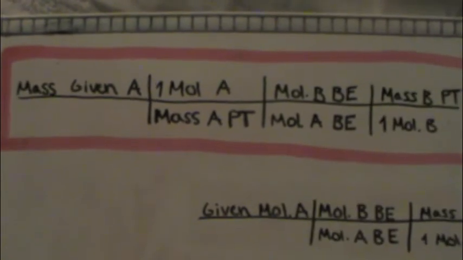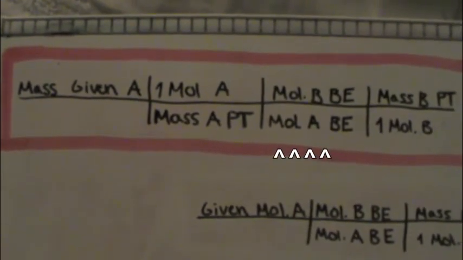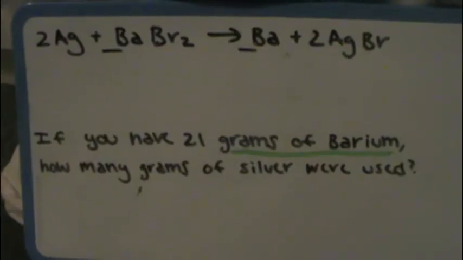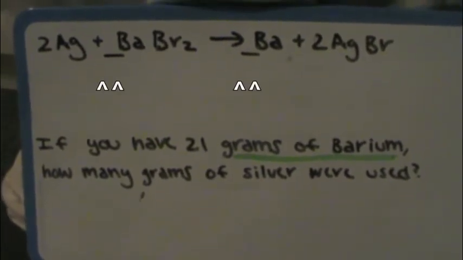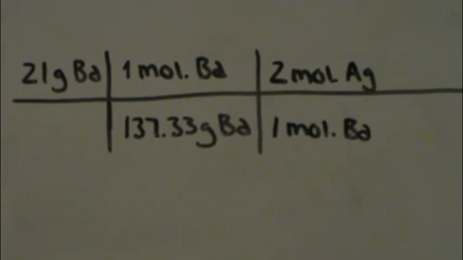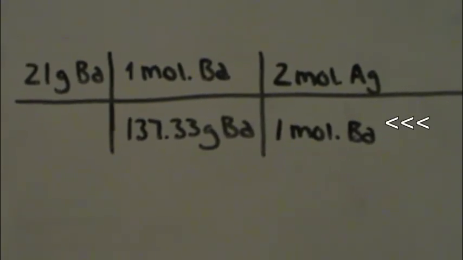So under 2 moles Ag, we're going to put how many moles of A are in the balanced equation. A is what you are given, which is barium, and as you can see in the balanced equation, there are no numbers in front of barium, which means you simply write 1 mole Ba.